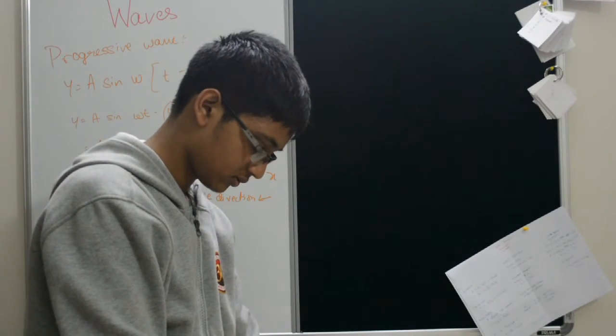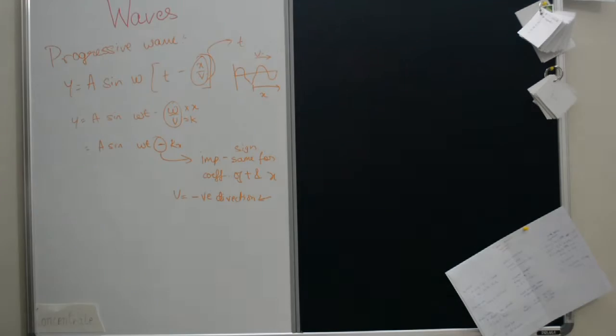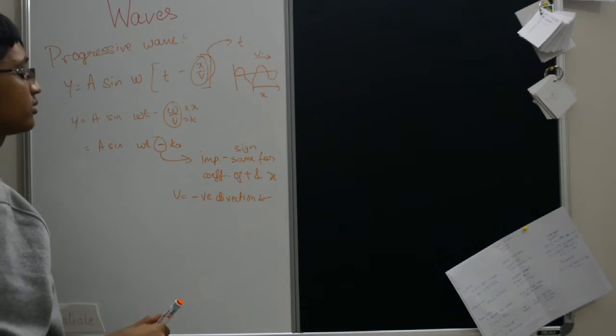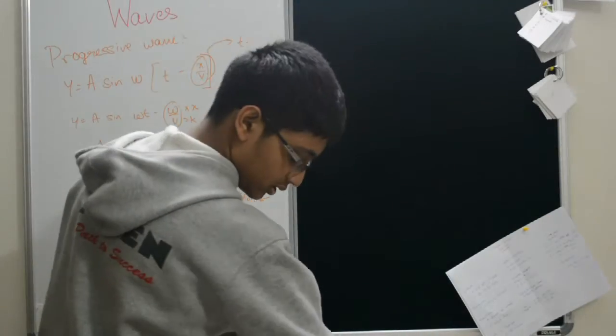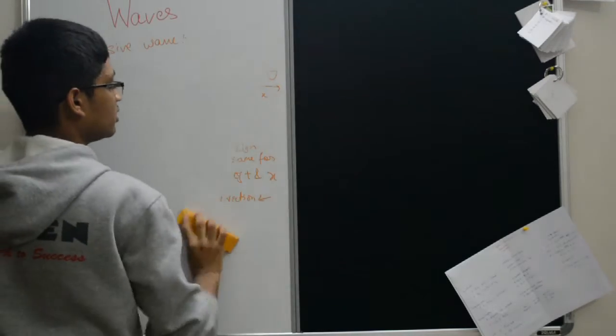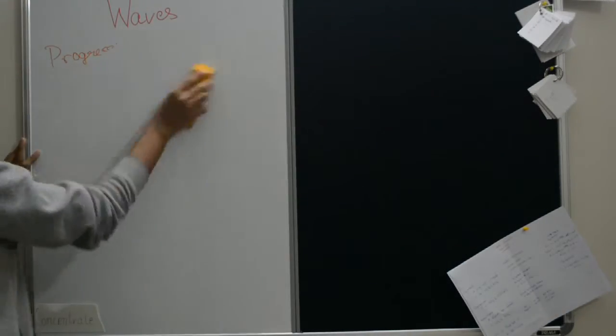That's it. You can further expand this k and omega to find various other relations. But that's all we have for progressive waves. These are the key formulas you should remember.